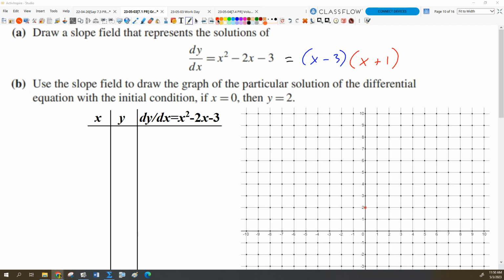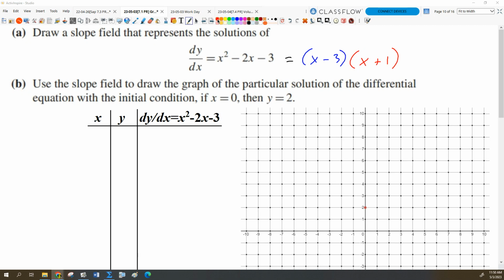3 and negative 1. What do you notice about the variables in our derivative? Are there any y's? So what's that going to mean when I look at the slope field? What's that going to tell us? If there are no y's, the slope shouldn't change as I move vertically, right? Because y is not a part of our derivative function. It's only a function of one variable.